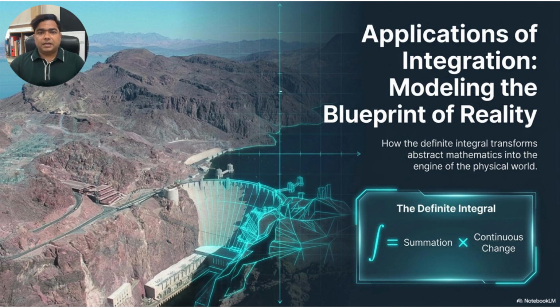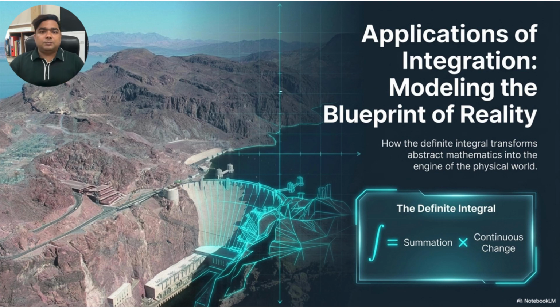For example, if you want to know the total area of an irregular region, we divide it into very thin strips and add them. If we want to know the volume of a three-dimensional object, we divide it into very thin slices and add them. If we want to know the total force of water on a dam, we divide the dam into thin horizontal bands and add the force on each band. The main idea of this slide is that definite integral transforms abstract mathematics into a practical tool for modeling reality.